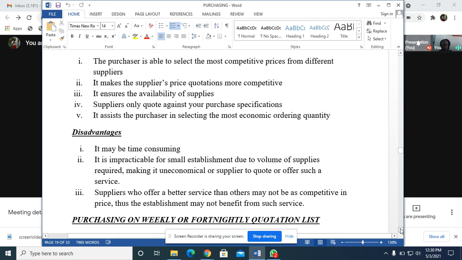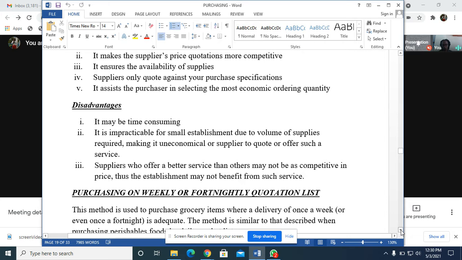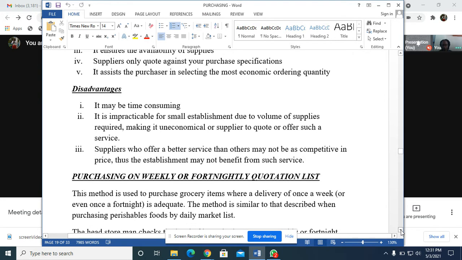Three, it ensures the availability of supplies. So that means that the supplies will always be available because you are now dealing with specific suppliers and they are going to be supplying you the commodity daily as quoted in the market list. Four, suppliers only quote against the purchase specification. So the purchase specification shows the quality of the commodity, and that means that they will have to quote the prices according to the quality that you have specified.